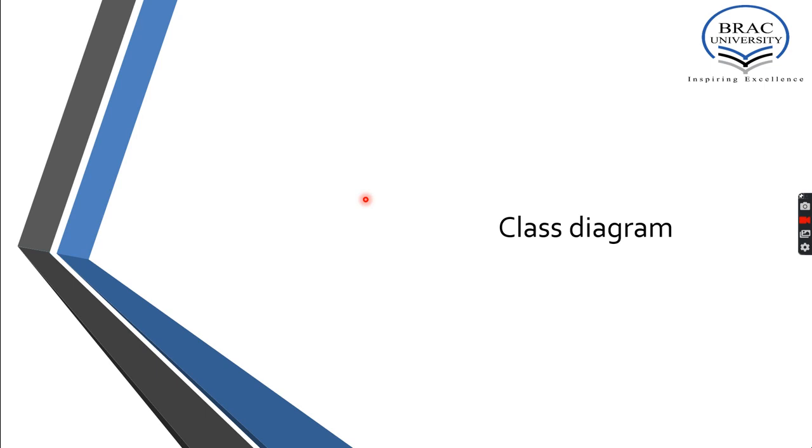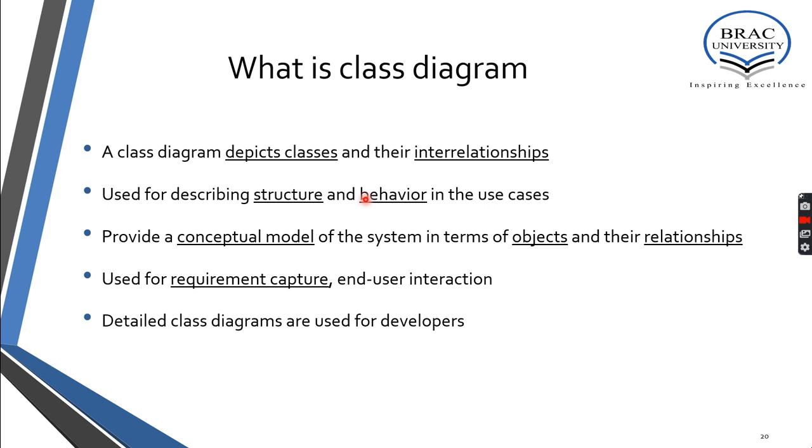Now we'll learn about class diagram. As you know, from object-oriented programming and these sorts of courses, there are classes, and in our information system or the software, we need to design some classes for our system, and those classes will have some relations with other classes. So the class diagram identifies this relation of the classes of a system.